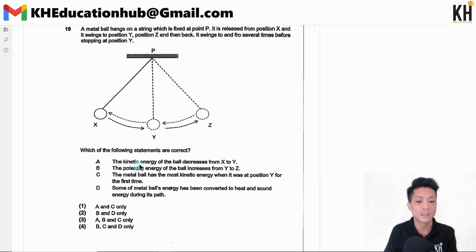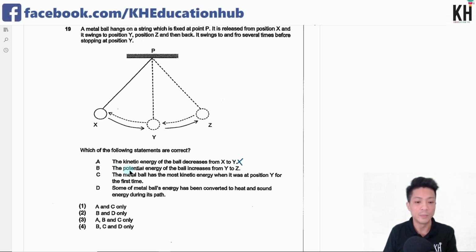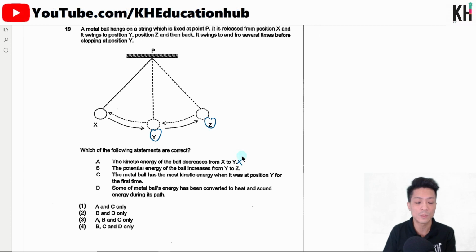A. The kinetic energy of the ball decreases from X to Y. X to Y doesn't decrease, it increases, because when it swings downwards, it will become faster. B. The potential energy of the ball increases from Y to Z. Yeah, from Y to Z. Okay, just comparing the position. Z is higher, so this is correct.